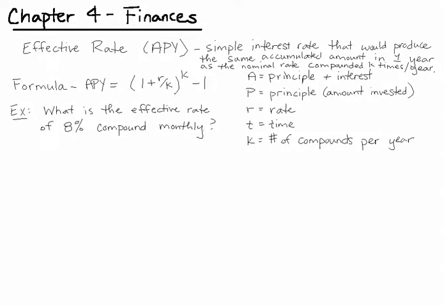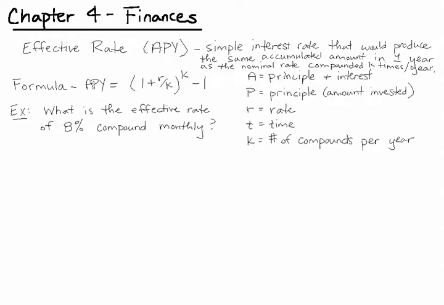The effective rate of interest is commonly known as the APY, the annual percentage yield. And you'll see this on credit card statements, on mortgages, car notes. You may notice those two different interest rates, one being slightly more than the other. And the effective rate of interest is the simple interest rate that will produce the same accumulated amount in 1 year as the nominal rate compounded k times per year.